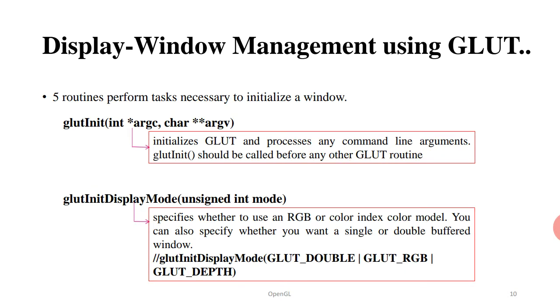The second function is glutInitDisplayMode. This function specifies whether to use an RGB or color index color model. You can also specify whether you want a single or double buffered window. This function takes input as the mode, which can be GLUT_DOUBLE, GLUT_RGB or GLUT_DEPTH.